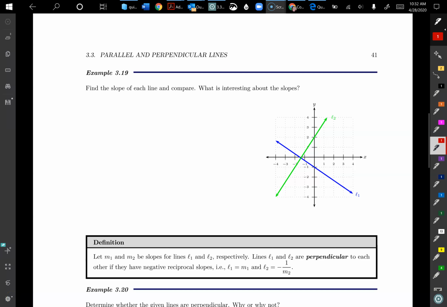Okay, now we're on page 41 of your workbook. We're going to look at some other types of lines. Find the slope of each line and compare. What is interesting about the slopes? So again, I'm going to let you go through and do that part as a classwork.